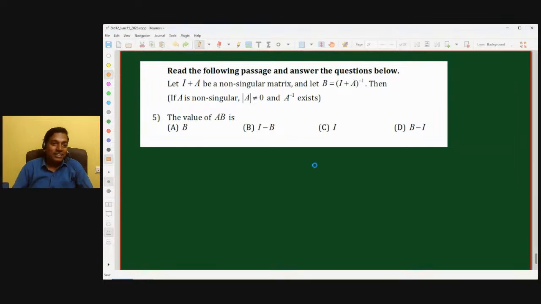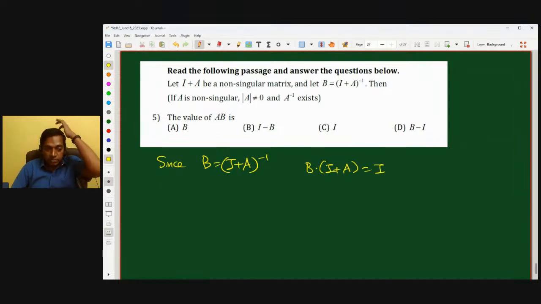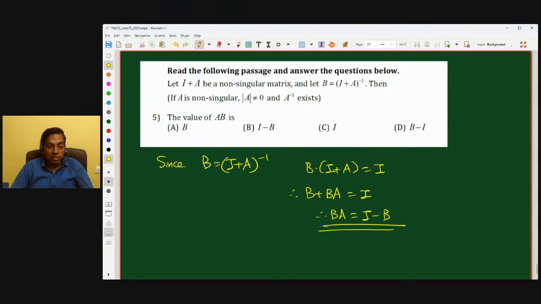Okay. Since B is I plus A inverse, B into I plus A is I. That's the whole point, right? If A is B inverse, AB is I. Therefore, B plus BA is I. Therefore, BA is I minus B. But we didn't want BA, we want AB.